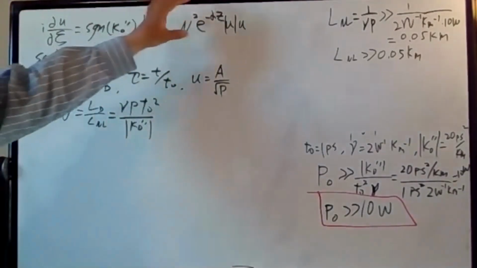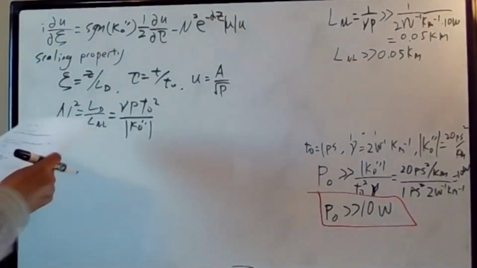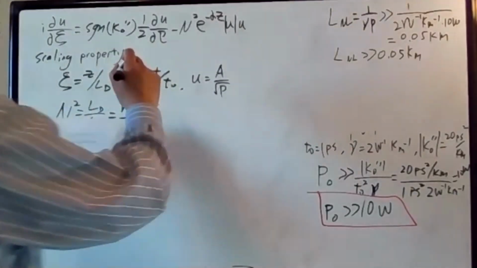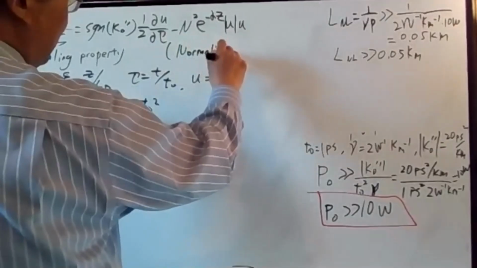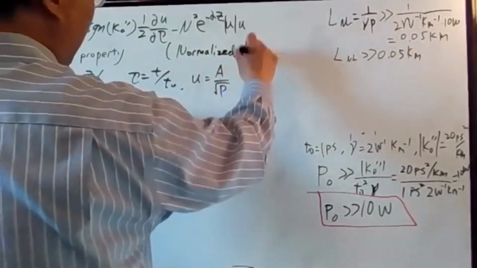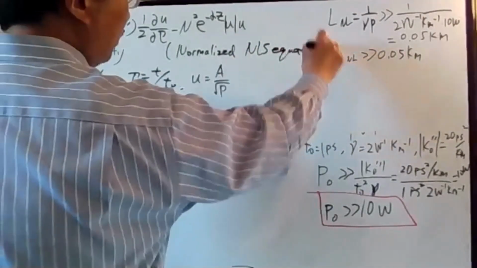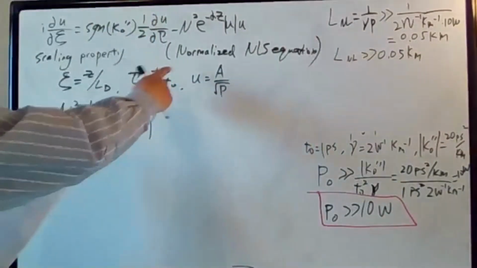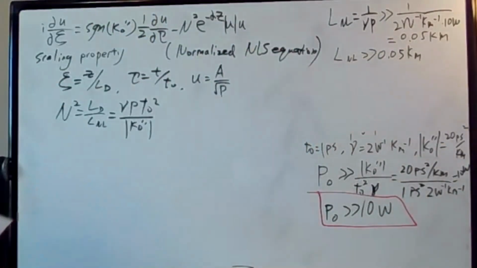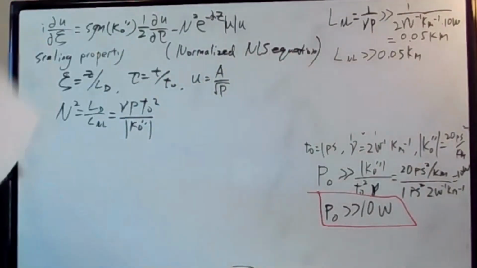So this is the nonlinear Schrodinger equation, right? So this is the normalized NLS equation. Normalized nonlinear Schrodinger equation, right? Previously, it's the whole thing, but now it's normalized. It's easy to see, right?